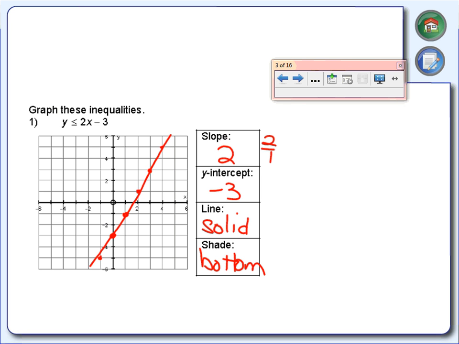And all I have left to do now is the shading. And we said we were going to shade to the bottom, so let's go ahead and do that. There it is. Shaded to the bottom. So again, the solutions are the ordered pairs that fall within the shaded area. Those are the only ordered pairs that would make this inequality true. As a matter of fact, if it falls on top of the line, it would also make the inequality true. All right, so there's your first example.